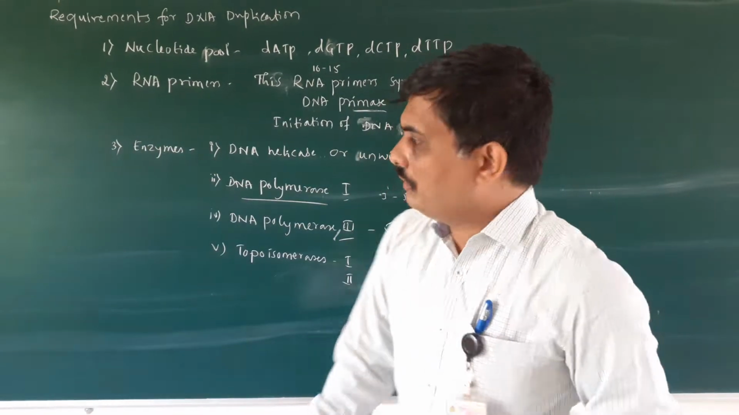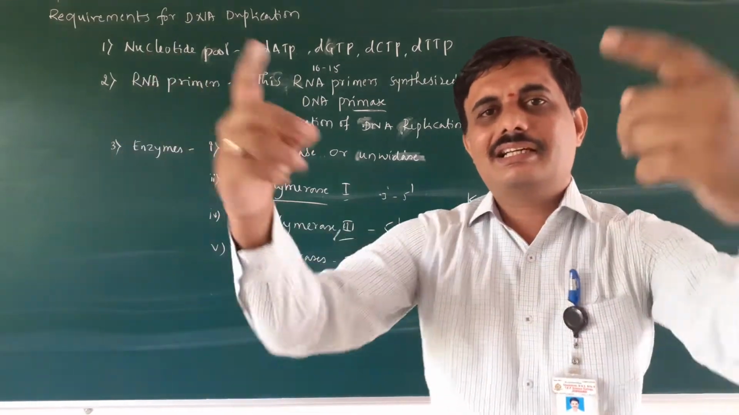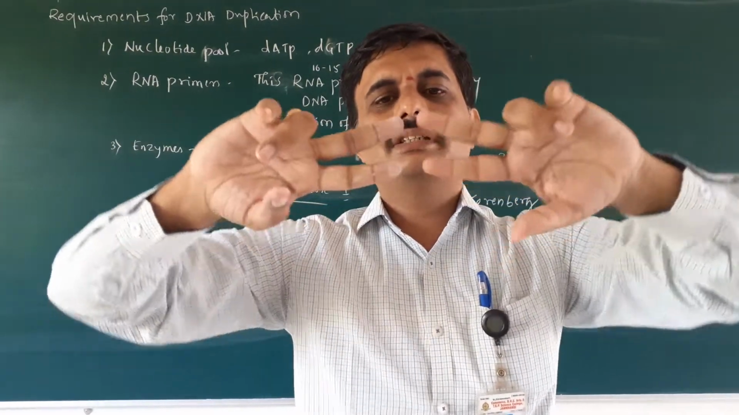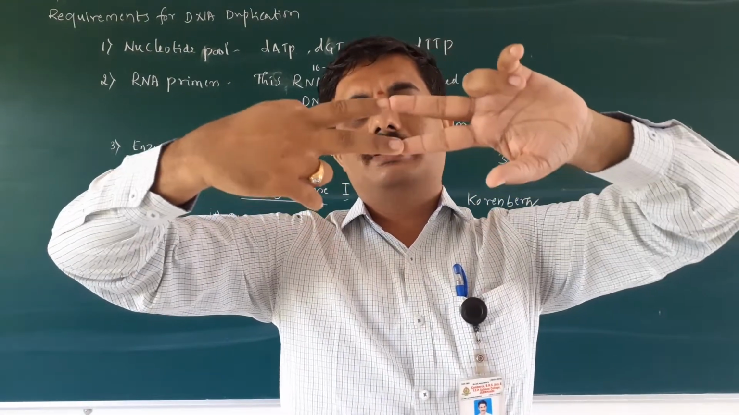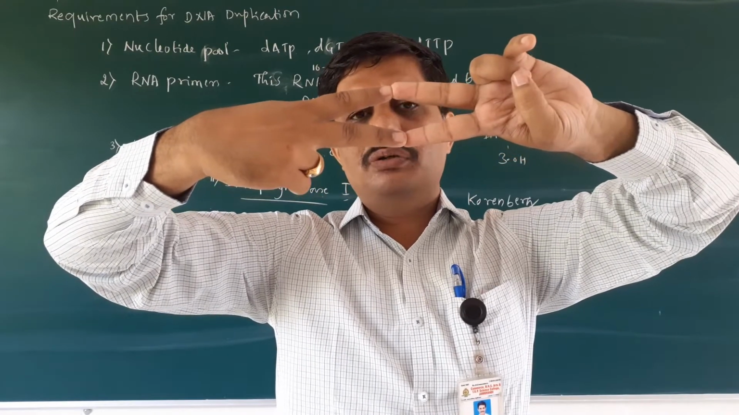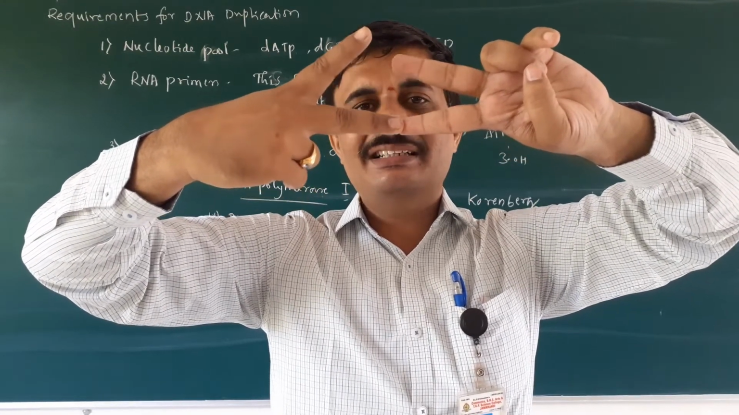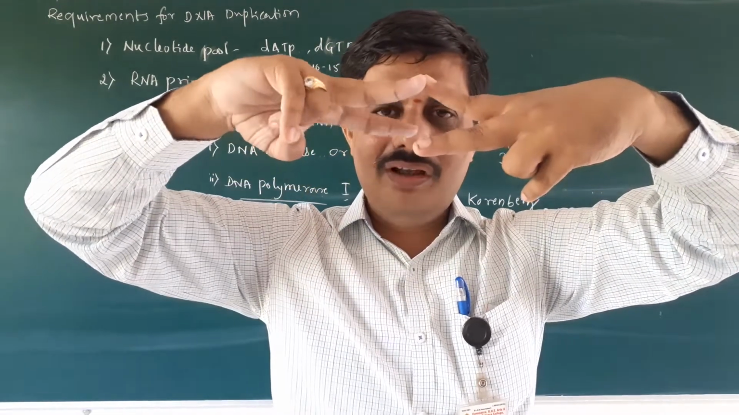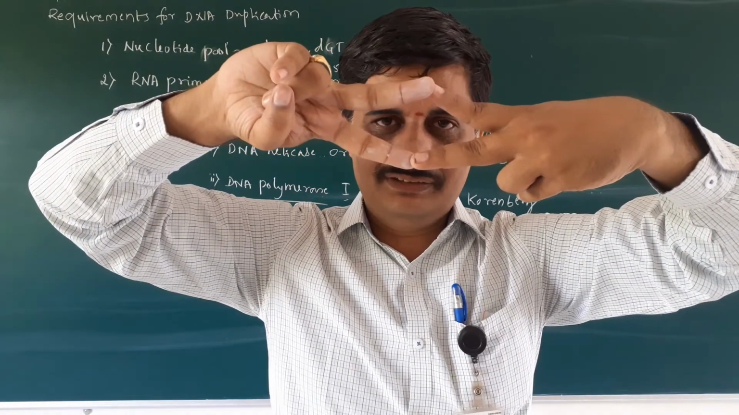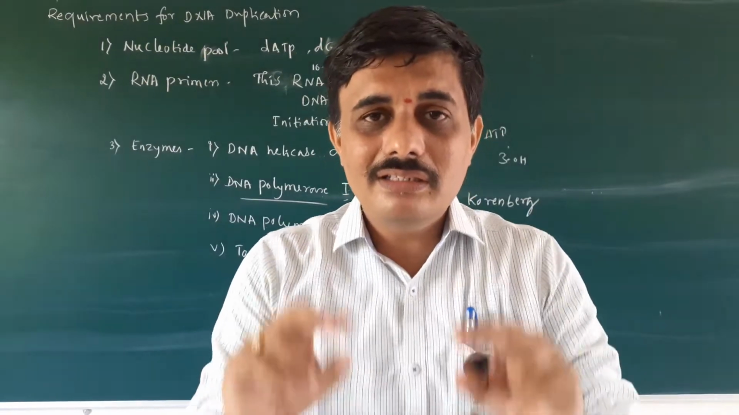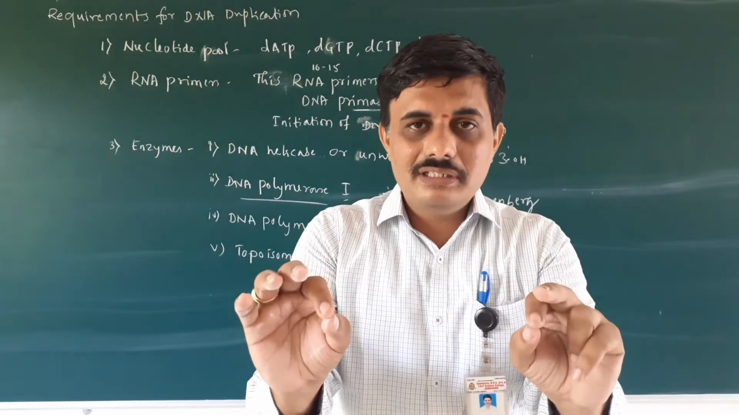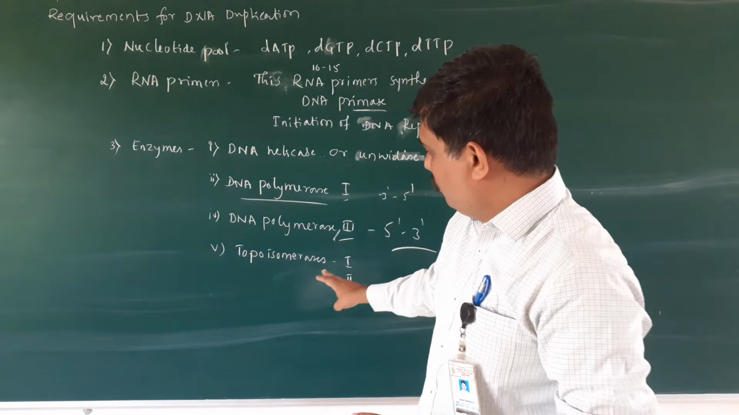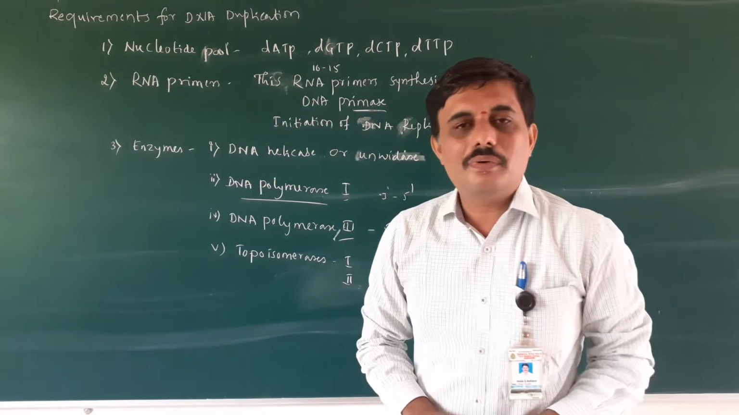What does DNA topoisomerase 1 do? See, these are the two strands of DNA. It cuts one strand of the DNA, swirls out, rolls out, and rejoins, so that the supercoiling that occurs during the DNA duplication is removed by this topoisomerase.